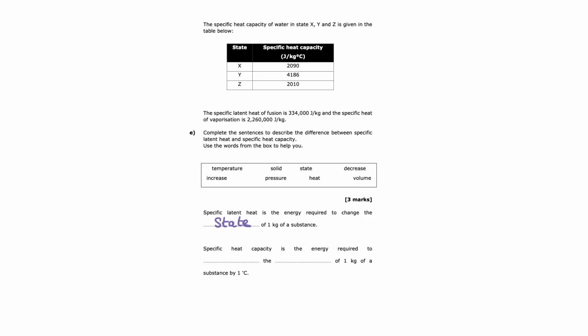Then we're told that specific heat capacity is the energy required to the something of 1 kilogram of a substance by 1 degree C. And so this is going to be increase the temperature of 1 kilogram of a substance by 1 degree C. So if you're not already familiar with that definition, then this is your opportunity to make some notes on it and then get it when it comes up in your exam.